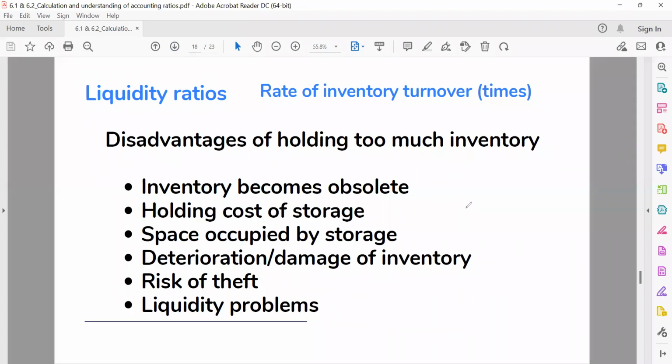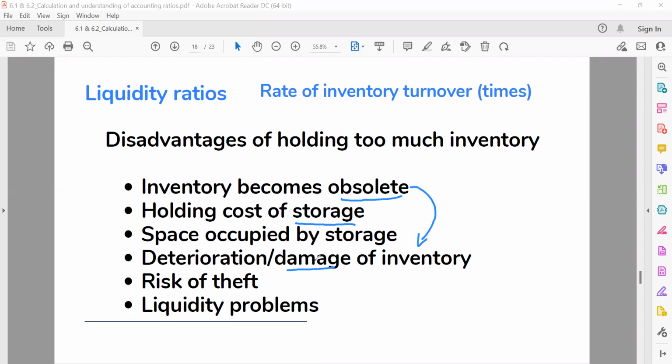Okay, next. Disadvantages of holding too much inventory. When we hold too much inventory, what is the problem? The stock becomes obsolete. Obsolete means outdated, cannot be sold. Holding cost or storage cost increases, the rental increases. Space occupied by storage, that means you don't have space to do other things. Deterioration or damage of the inventory, which is basically similar.